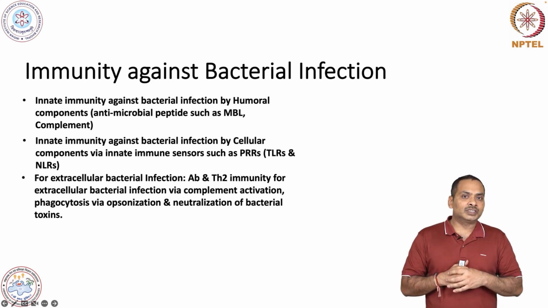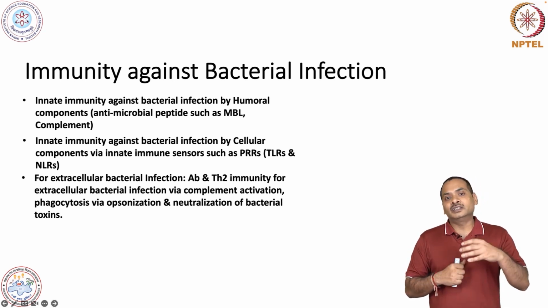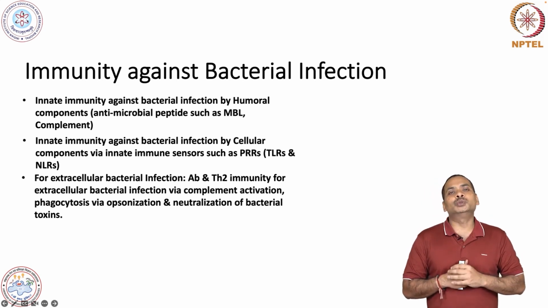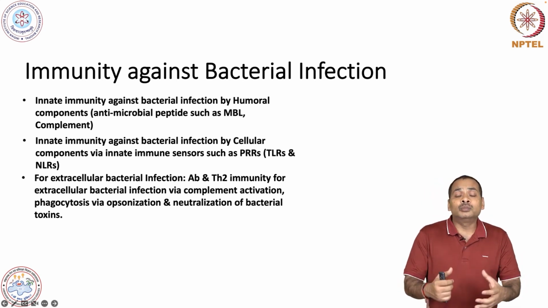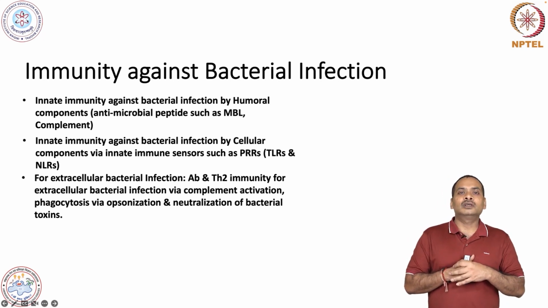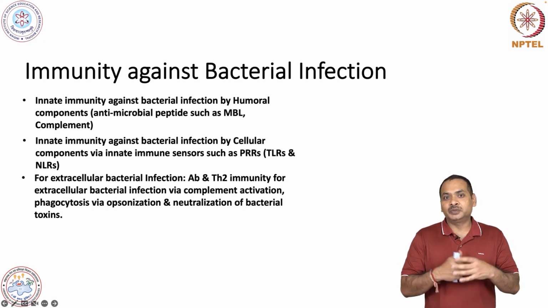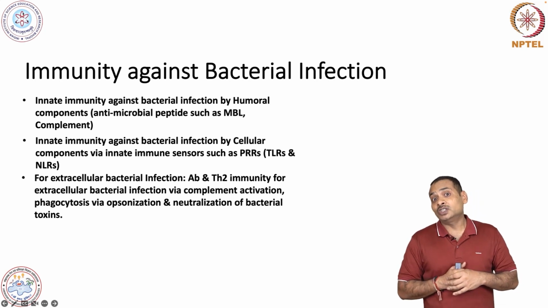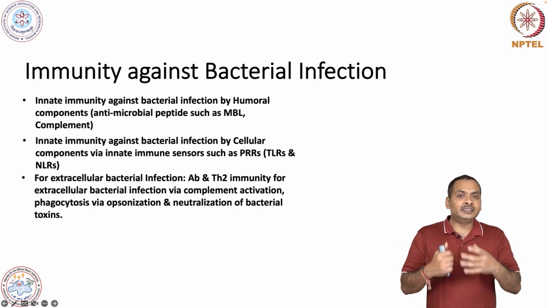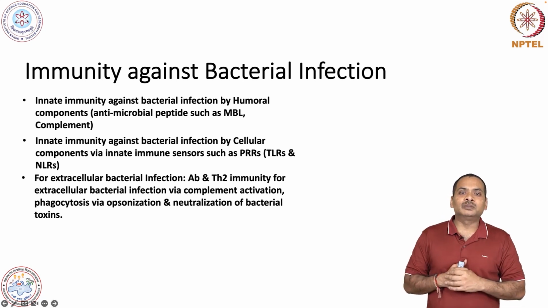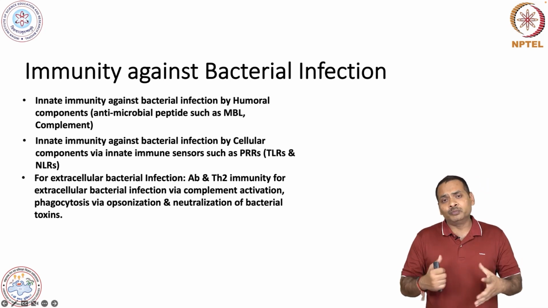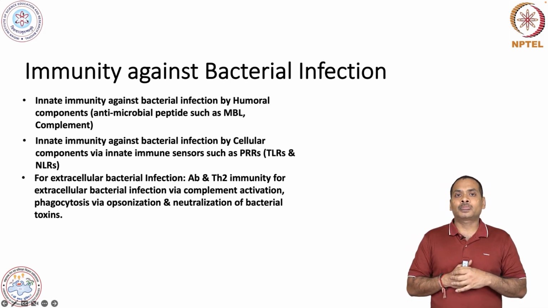Another most important function of antibodies is this: some bacteria produce soluble proteinaceous toxins. For example, diphtheria produces a diphtheria toxin, and this toxin can be neutralized by the antibody. So, these are a few very important functions of antibody.